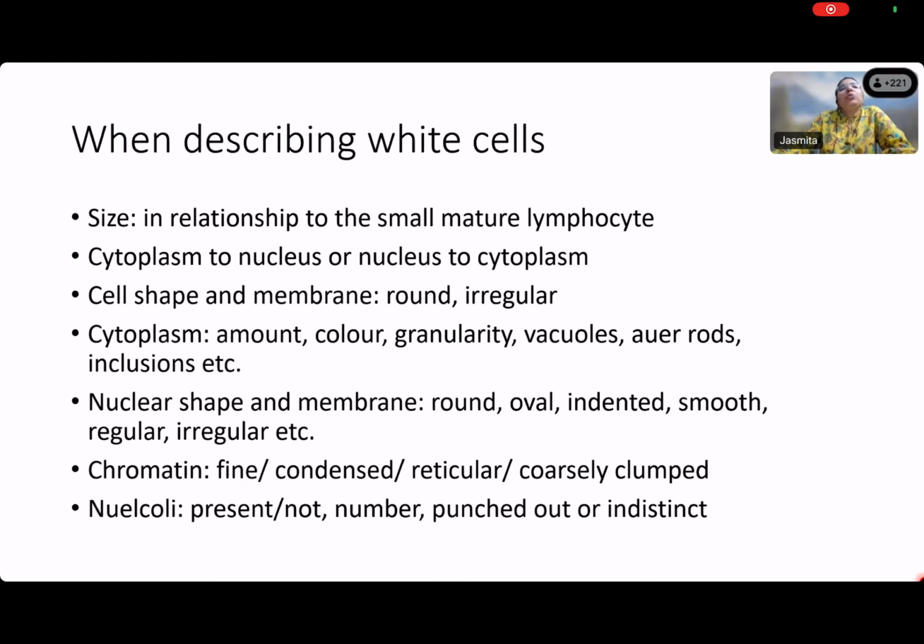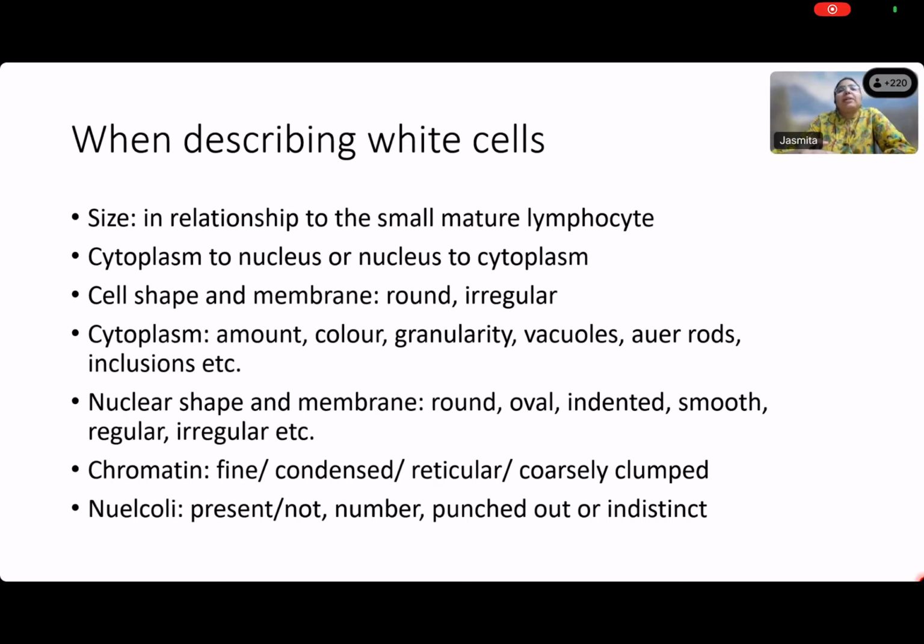The key that you need to remember when you're describing white cells is to talk about their size in relationship to a small mature lymphocyte, to talk about cytoplasm to nucleus or nucleus to cytoplasm, and describe it in that order. Then you have to talk about the cell shape and the membrane, whether it is round or irregular, what the cytoplasm is like, the amount, the NC ratio, the color of the cytoplasm, the amount of granules or no granules, the presence of vacuoles, and the presence or absence of Auer rods or inclusions.